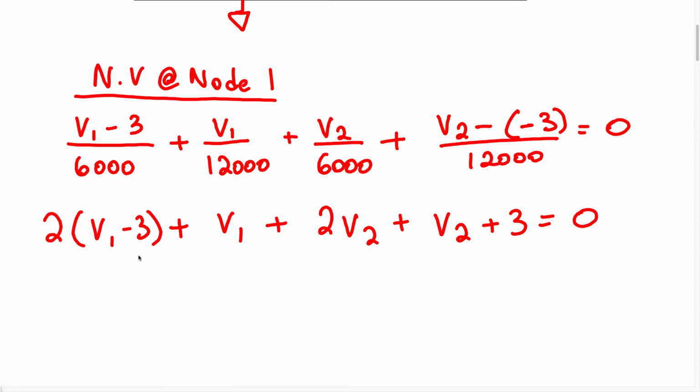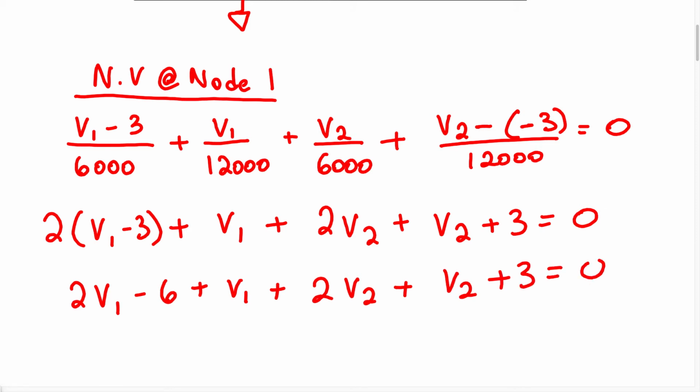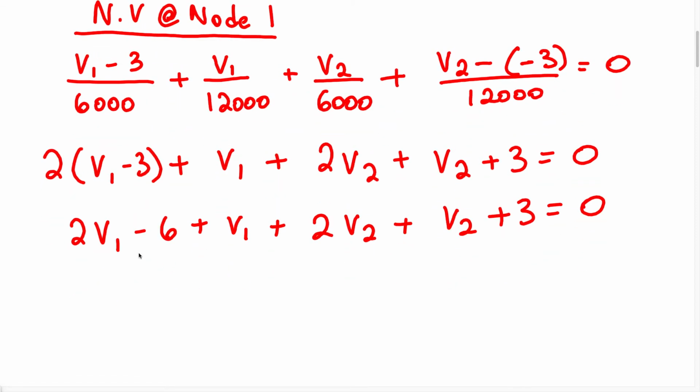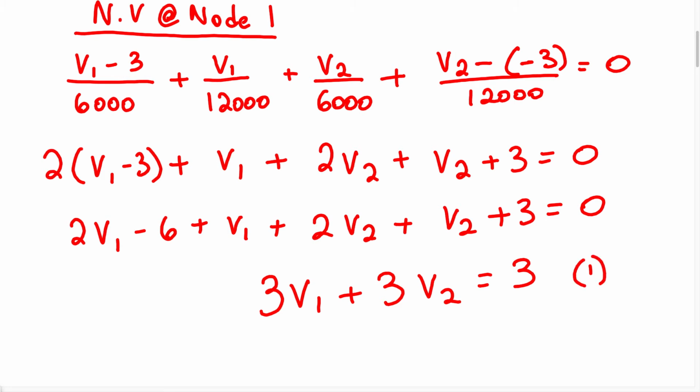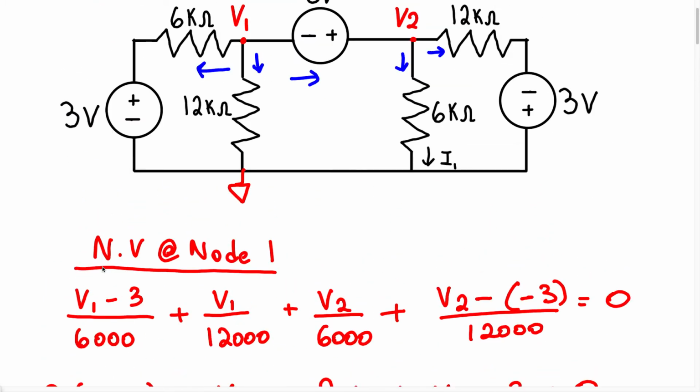Okay? Now let's start to simplify this. This is going to give us 2V1 minus 6 plus V1 plus 2V2 plus V2 plus 3 equals 0. So when we simplify this further, we're going to get 3V1 plus 3V2 equals positive 3. So this is going to be the node voltage equation at that supernode, and this is going to be equation 1 for us. So instead of writing node voltage at node 1, this was actually node voltage at the supernode.